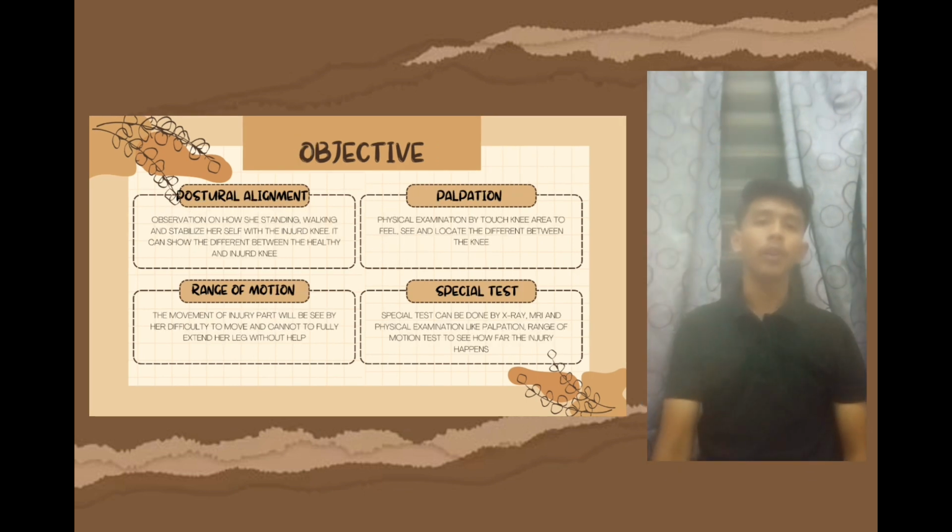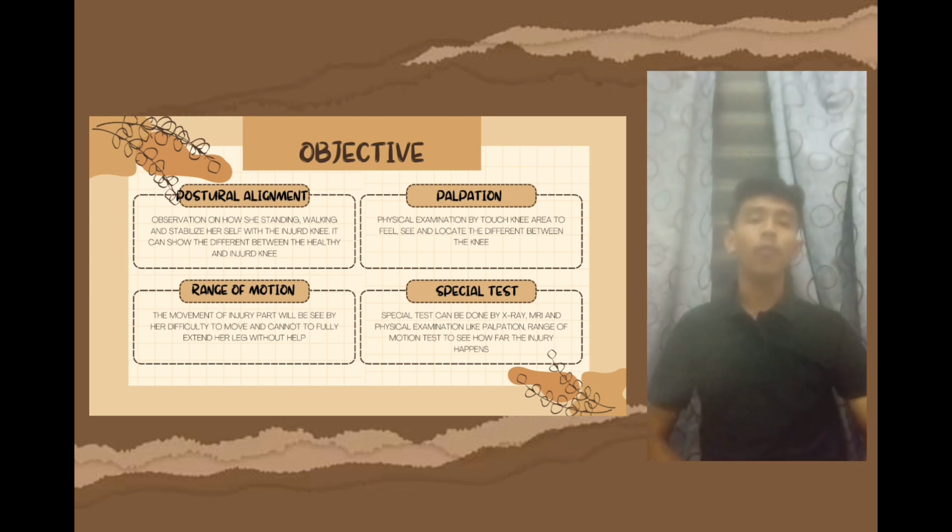The objective part of the note is the section where the results of the tests and measures performed and the therapist's objective observations of the knee are recorded. Objective data are measurable pieces of information used to formulate the plan of care. Good tests and measures that produce objective data are also repeatable, valid, and reliable for the client. There are four observations that have been done: first is postural alignment, second is ROM, which is range of motion, third is palpation, and the fourth is the special test.